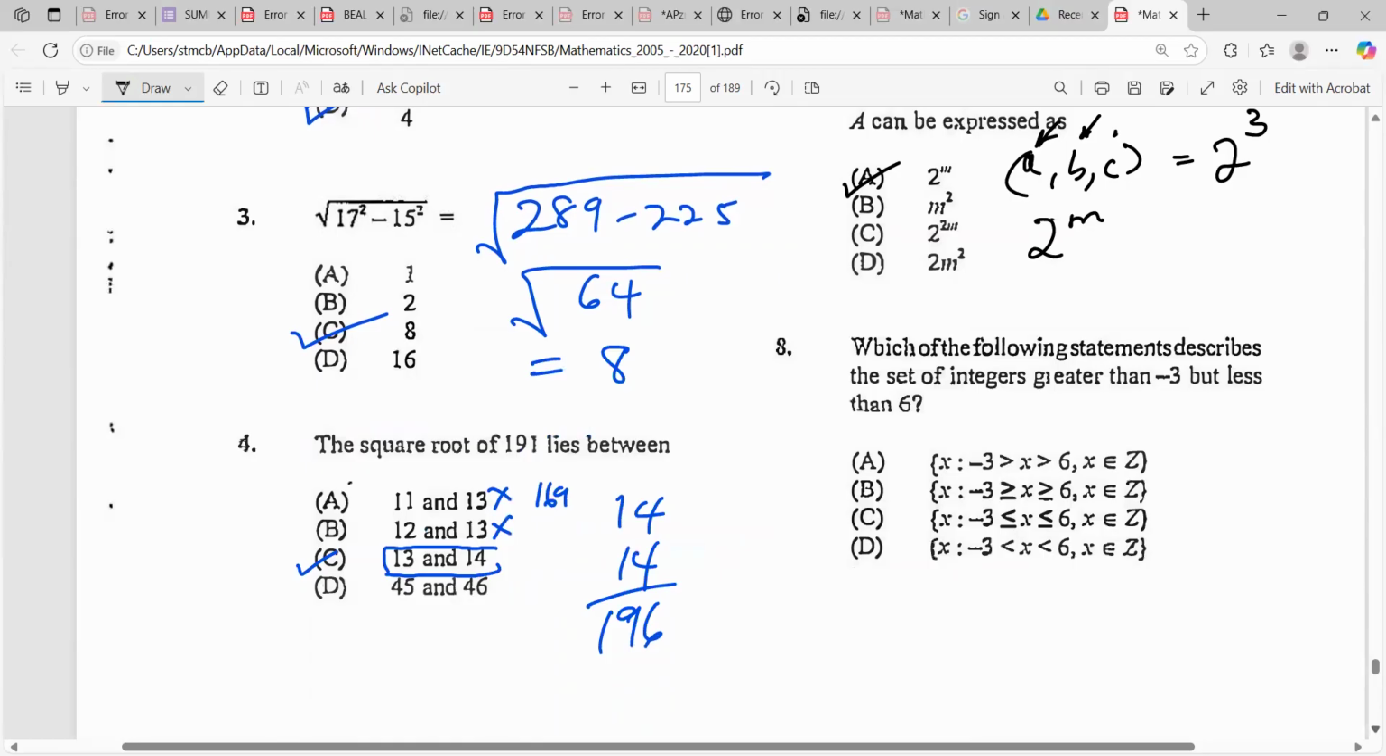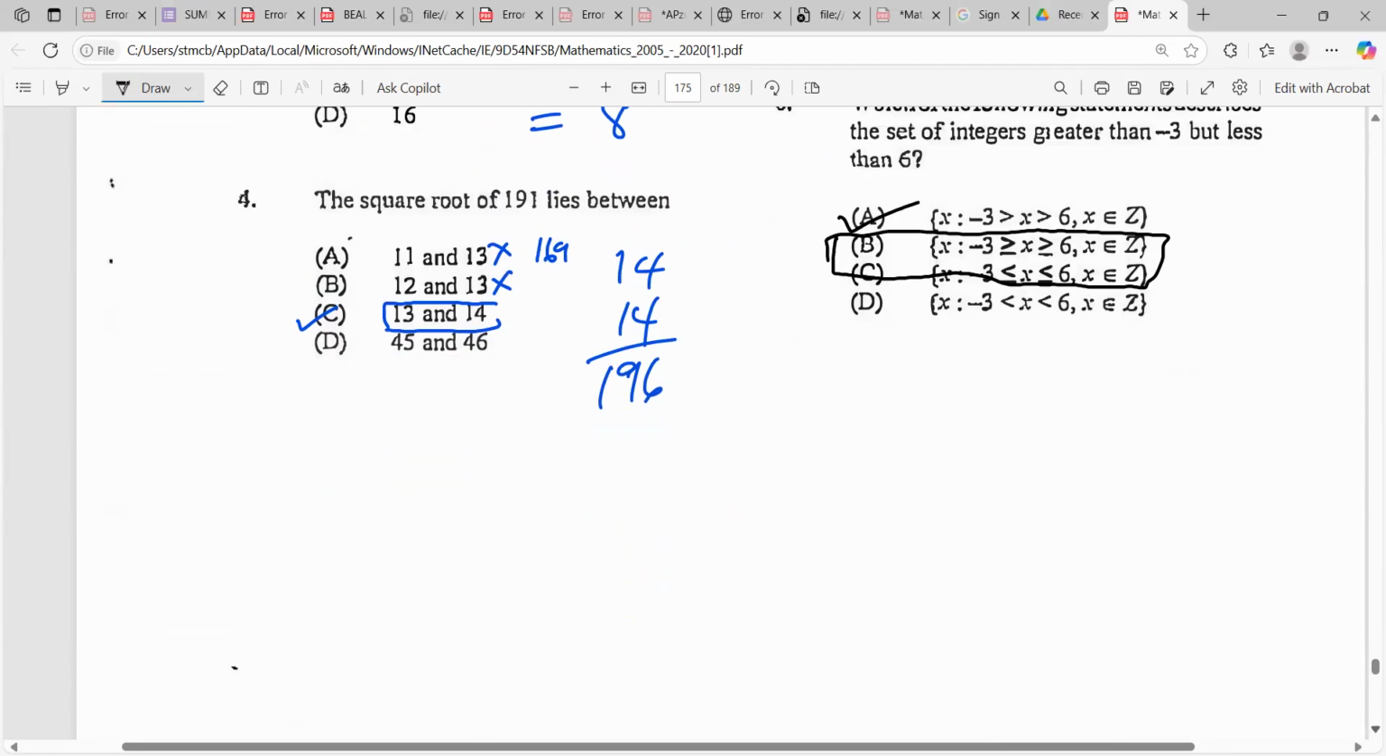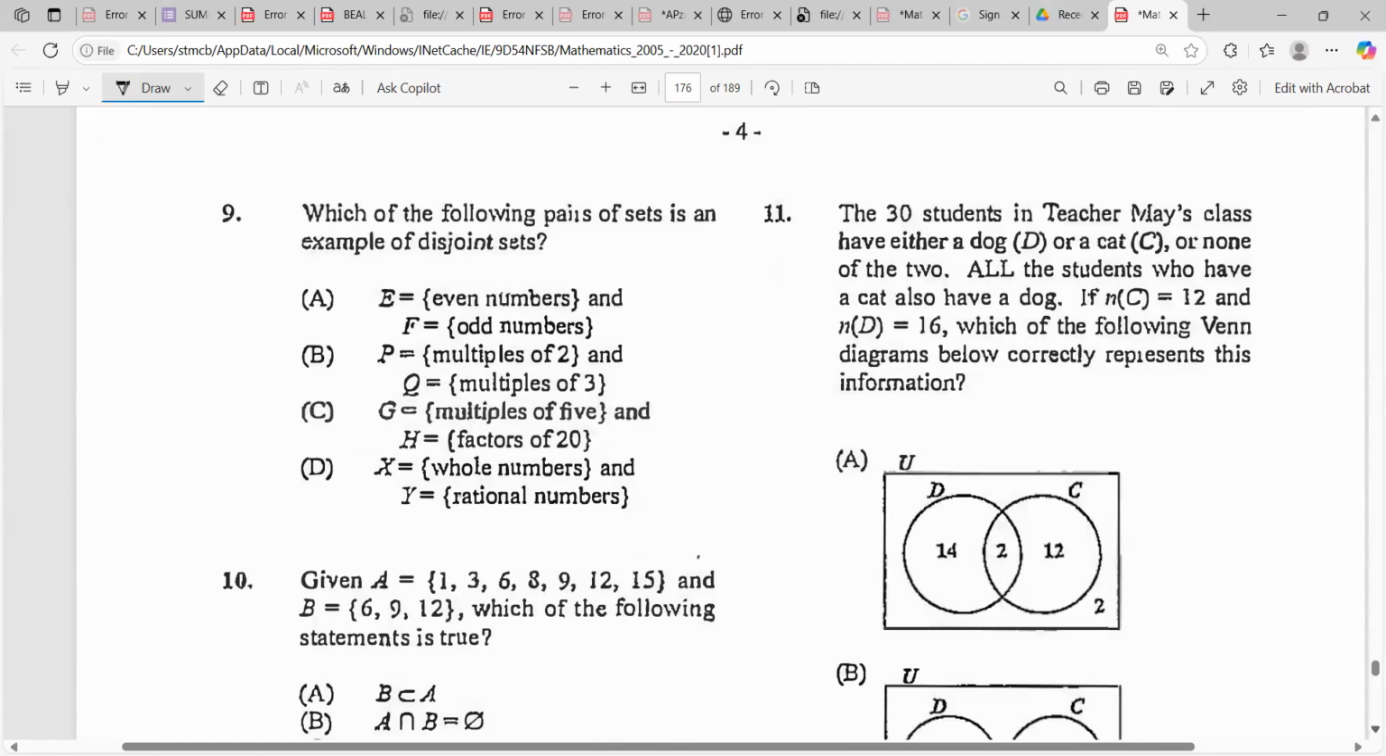Which of the following statements describes the set of integers greater than -3 but less than 6? Alright, that one is kind of tedious, but long story short, we can eliminate these two because guess what? These have the equal sign on them, right? So it's between these two. And this one is less than or equal to, so this has to be A. Can I use the elimination process for those? Let's move on to 9.